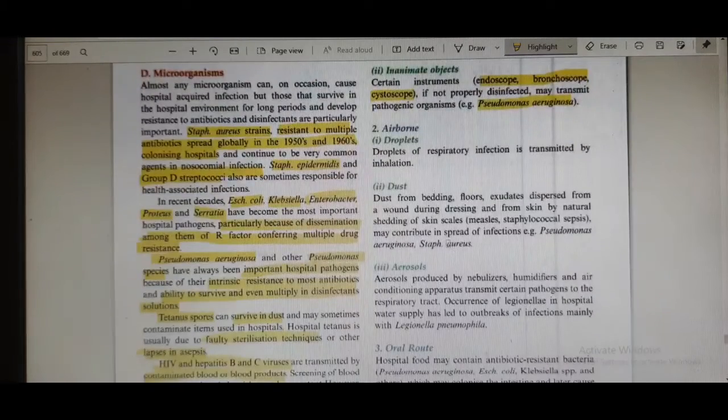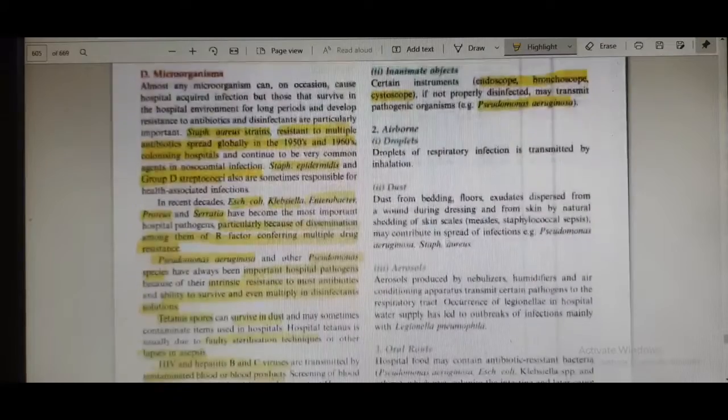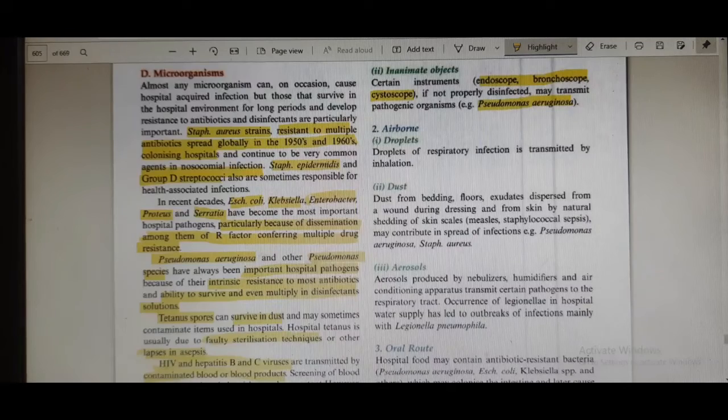Moving to the second mode of transmission, which is airborne, through air, either by droplets. Droplets of respiratory infection are transmitted by sneezing or coughing. The droplets of the person's secretion could move in the air, and on inhalation might cause airborne transmission of infection.